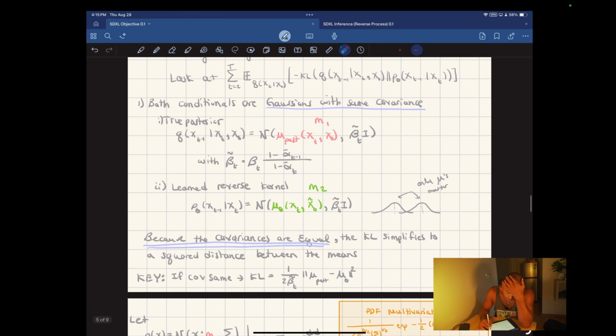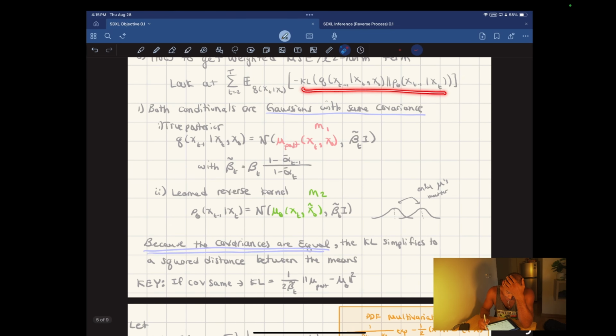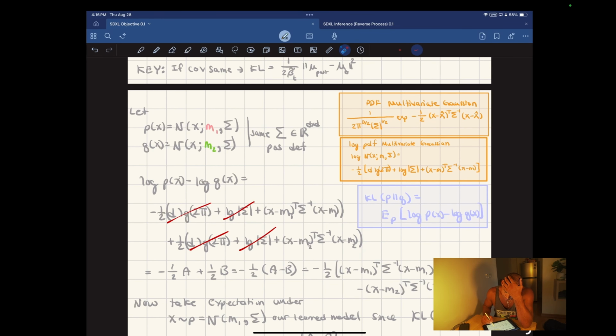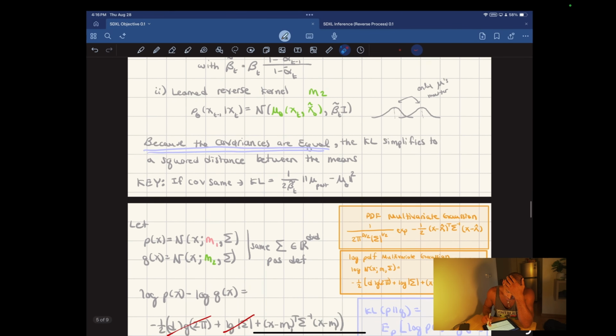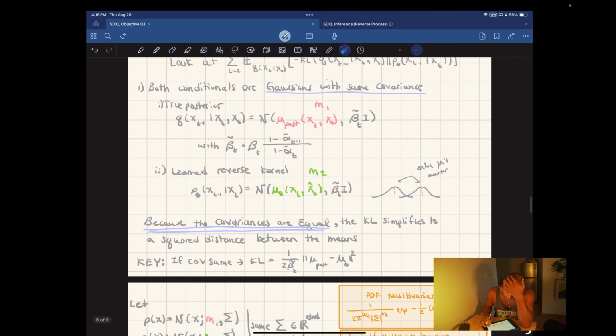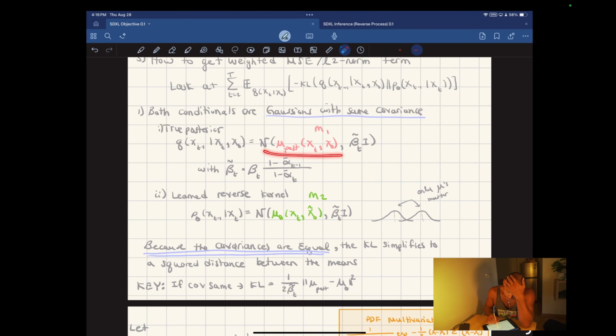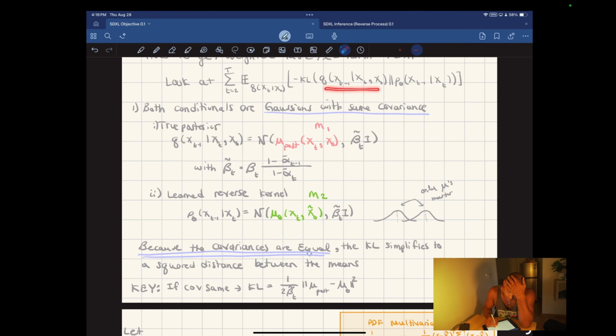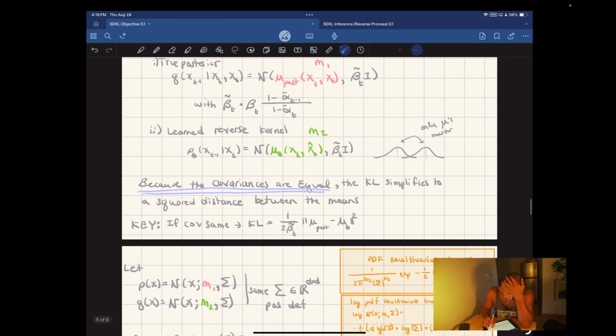So what we're going to do is to calculate this KL divergence. Remember, the definition of KL divergence is the expectation under P of log P minus log Q, right? So we're just going to look at the log PDFs of P and Q, the difference of the log PDFs between these two distributions, right?